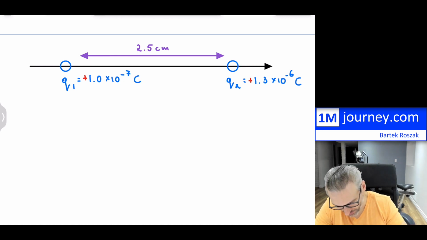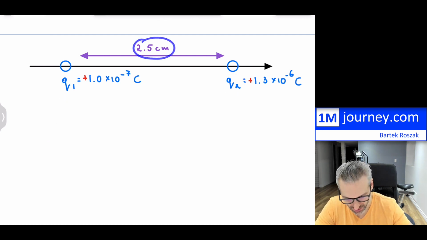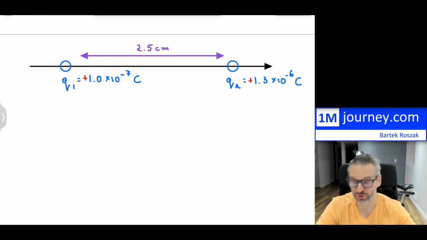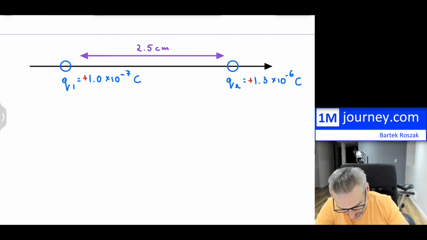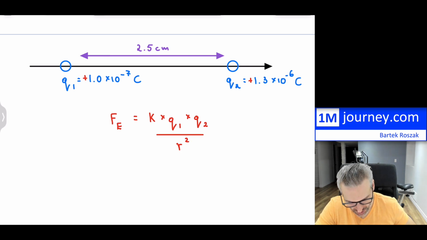So for the moment, let's just find out what is the force on this charge coming from this charge, which is 2.5 centimeters away. It's not very difficult to utilize Coulomb's law in terms of the formula itself. So this is the actual electrostatic force which is present, and it is equivalent to K multiplied by your charge 1 multiplied by charge 2, and then divided by the distance, which is going to be squared.